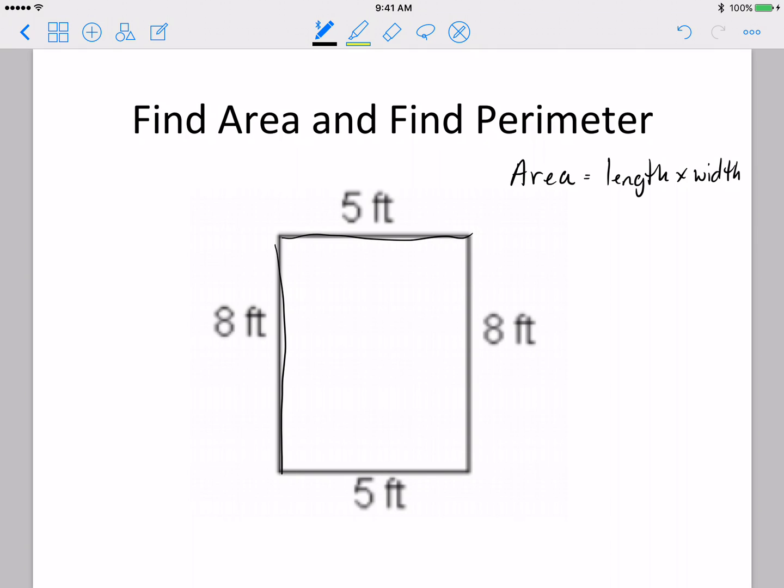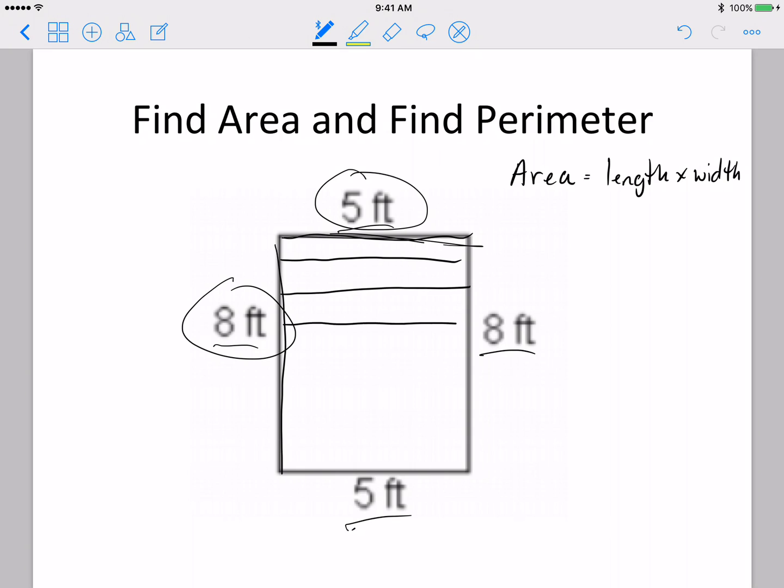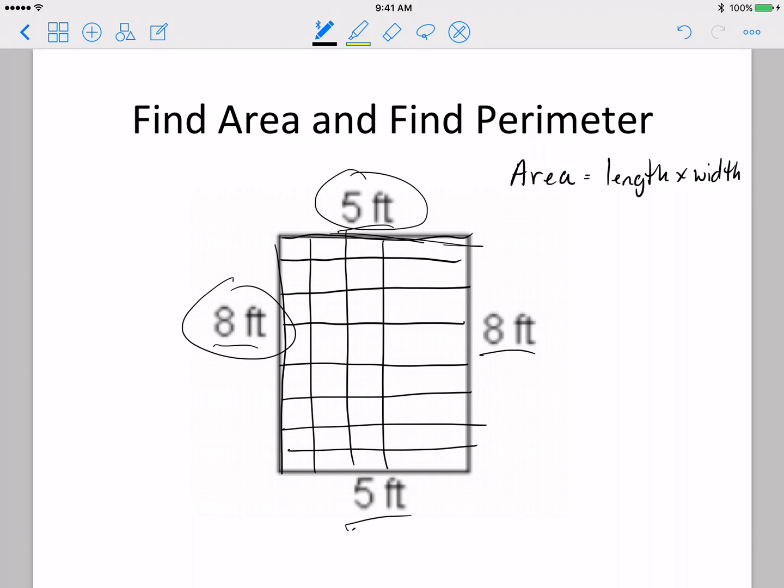Length is your long side, width is your shorter side. We're not multiplying all 4 numbers, remember? We're just multiplying one of your long sides, if it's a rectangle, and then one of your short sides. Because if we were going to tile this, we could tile it 1, 2, 3, 4, 5, 6, 7, 8, and then 1, 2, 3, 4, 5. That's what that looks like.